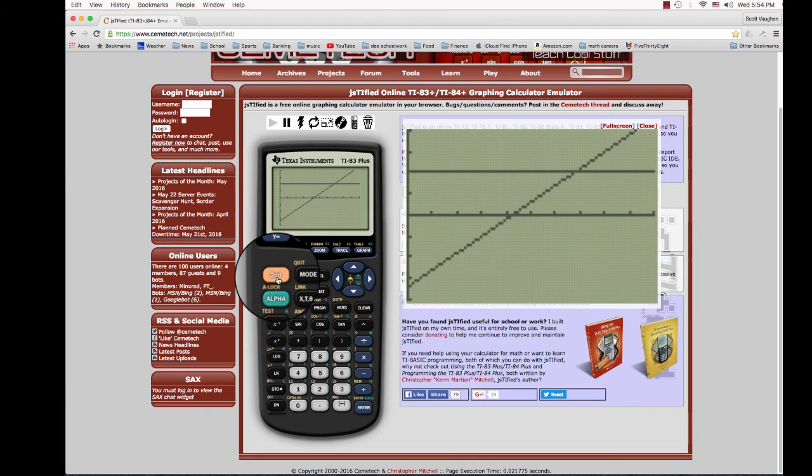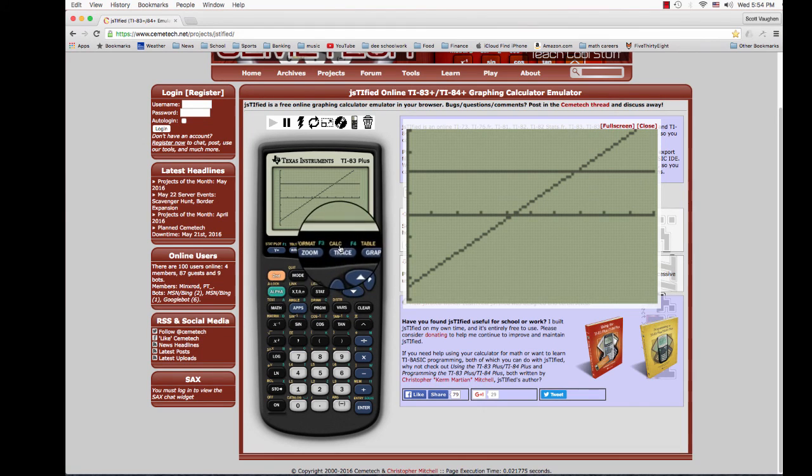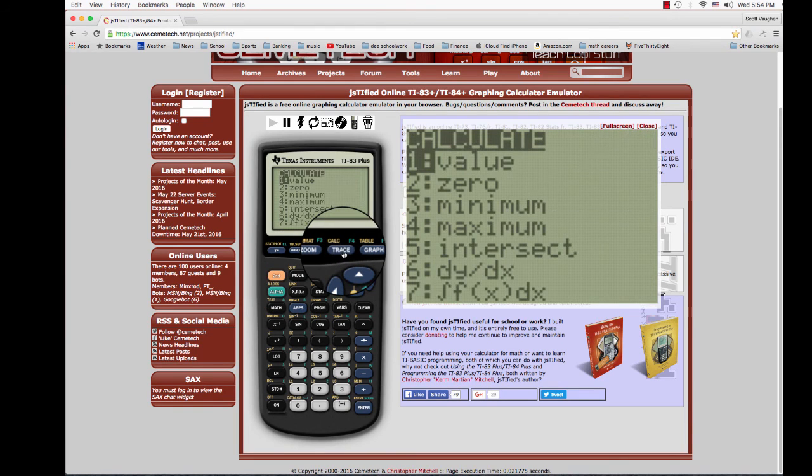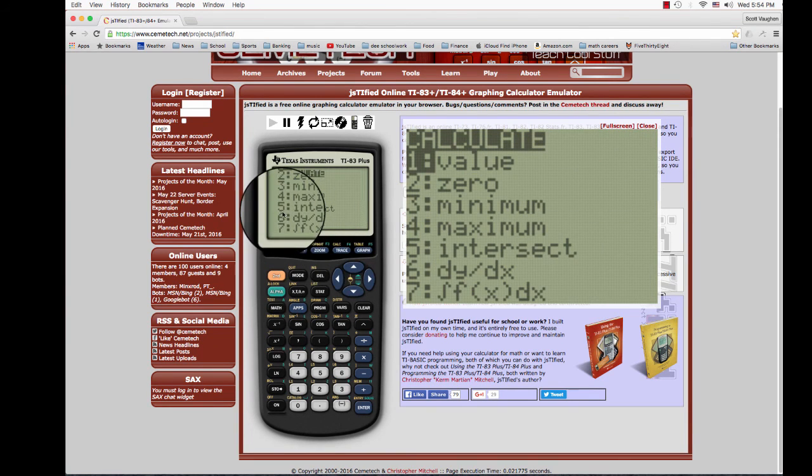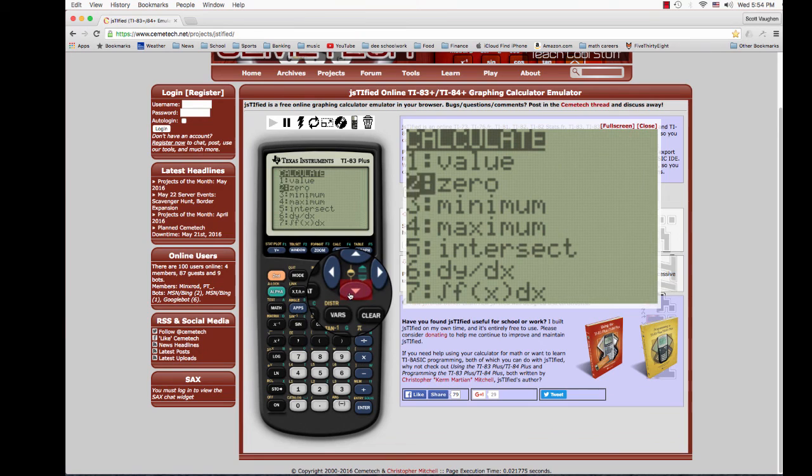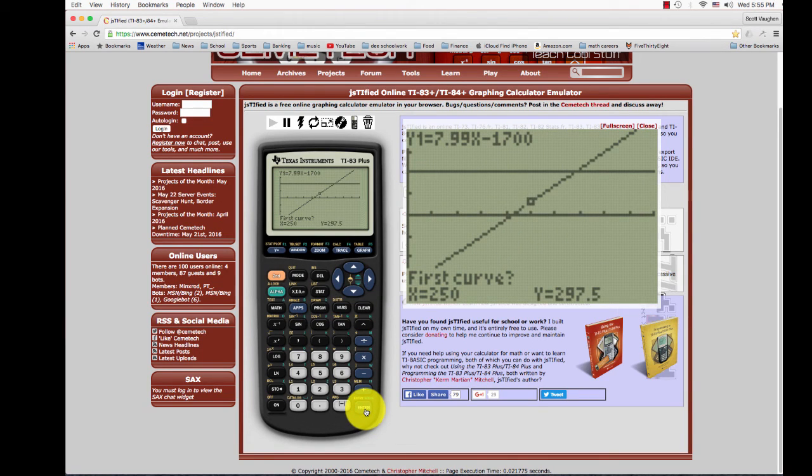So let's hit the second. You see the calc button here right above trace, I go second calc, and I'm looking for an intersection, so I could type number 5 or just scroll down. So the first curve, let's take that line as the first curve, so hit enter. Second curve, yeah, that's my second curve. And what's a guess for about where they cross? It's right about here.